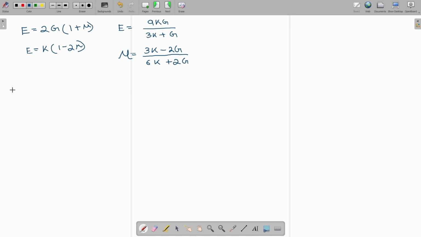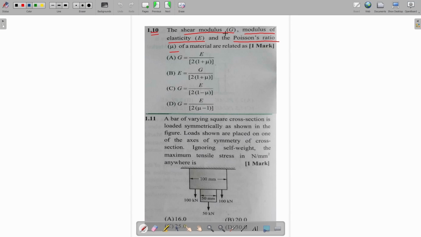Here K is the bulk modulus, G is the shear modulus, modulus of elasticity is given by E, and Poisson's ratio as mu. Therefore, the option here in this case is option number A. This one.